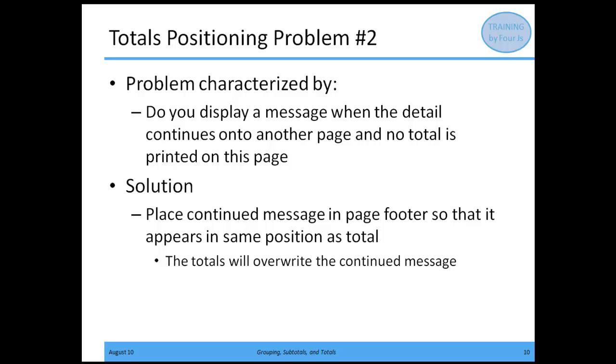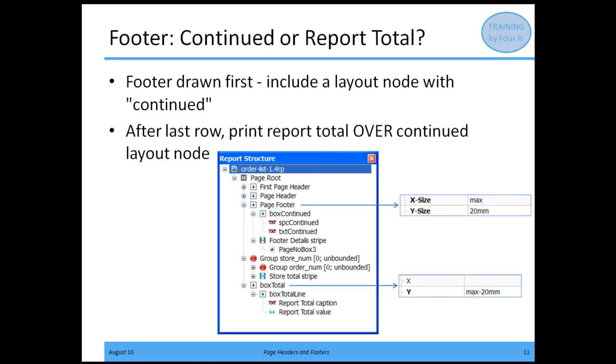Another question we typically get is, how can I display a message when the detail continues on another page and we don't have a total ready to print on this page? The solution to this is you're going to place a continued message in the page footer so that it appears in the exact same position as the total will appear if it's there to print. And then if the total is printed, it ends up overwriting the continued message. So to see this, here's an example.